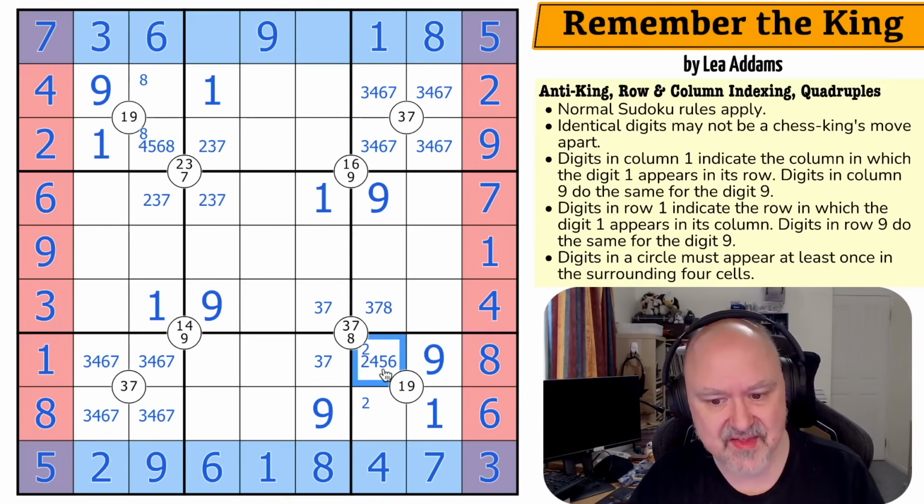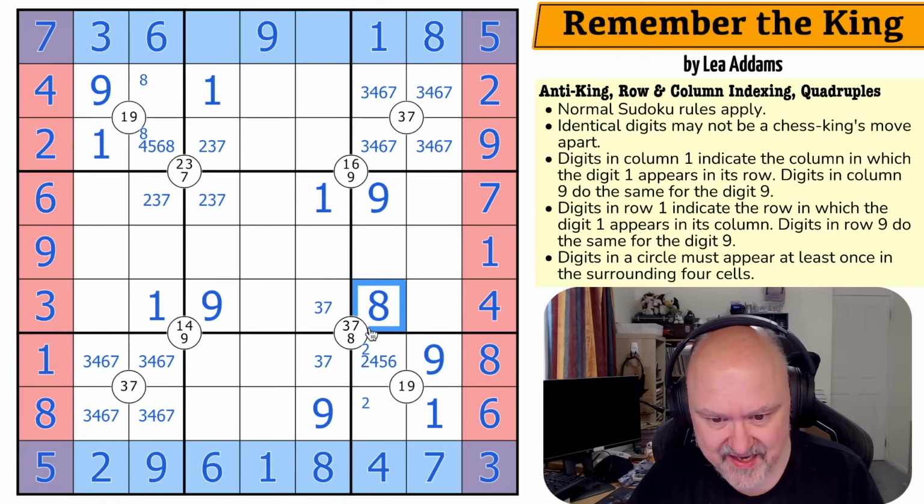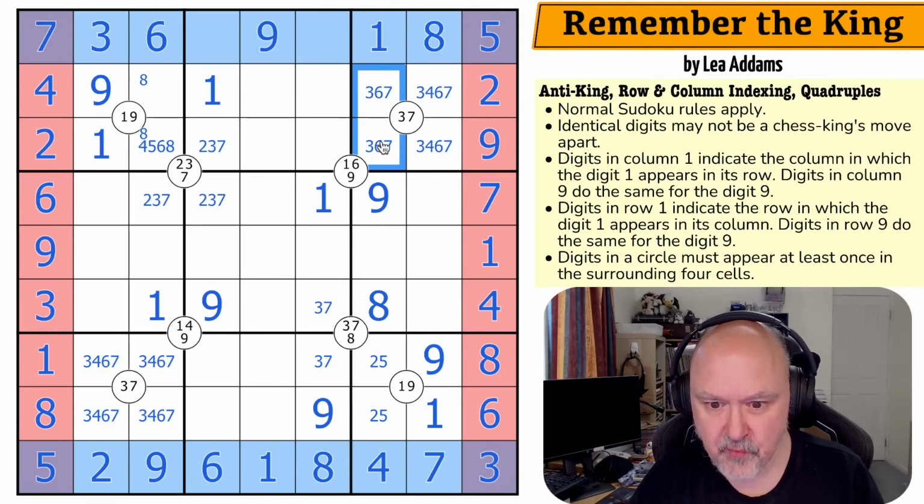This is the 3, 7. That can't be 3, 7 or 8. That's the 8. There's no 4 or 6 here. This is a 2, 5 pair. The 4 is looking up, taking 4 out of there.